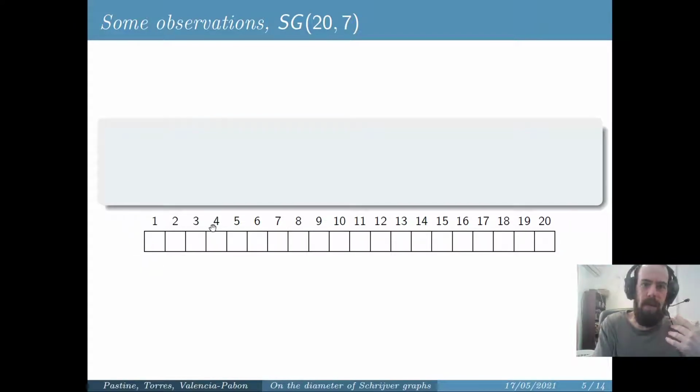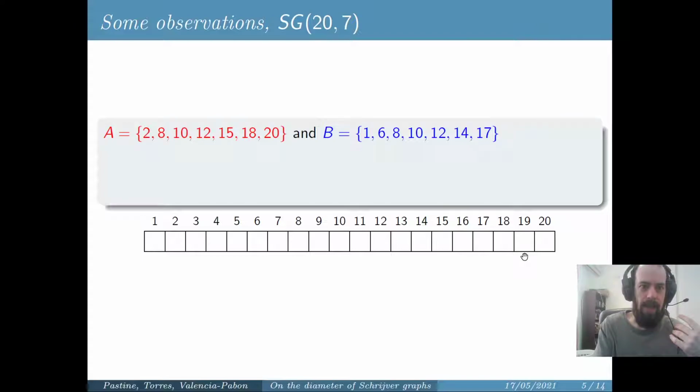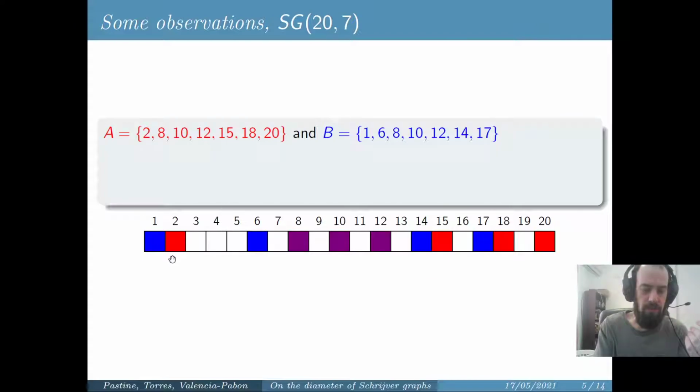So here we have SG(20, k), and here I have the 20 elements of the base set. I have vertices A and B. Here I'm coloring the elements of A with red and of B with blue. 8, 10, and 12 are colored purple because they are both in A and B. Typically, to prove the upper bound for diameter, given any two vertices, you find a path between them. So we are going to try to find two vertices that are neighbors, one of A and the other of B, and such that the intersection between those vertices is less than the intersection between A and B.